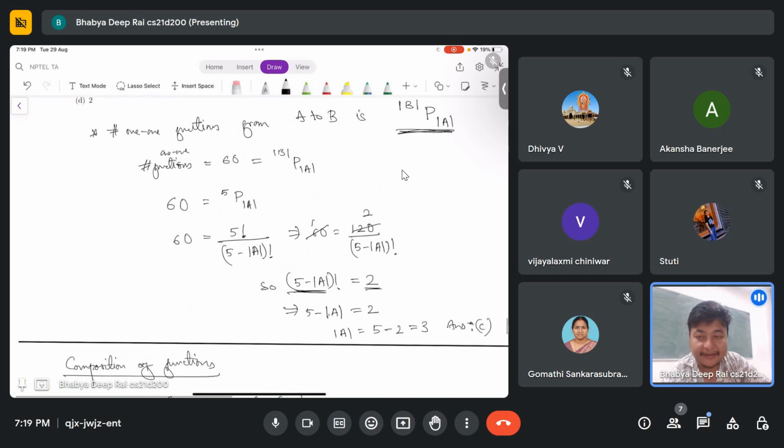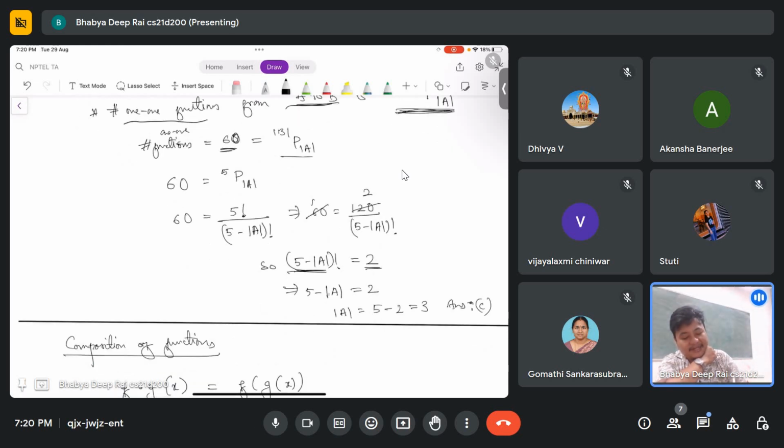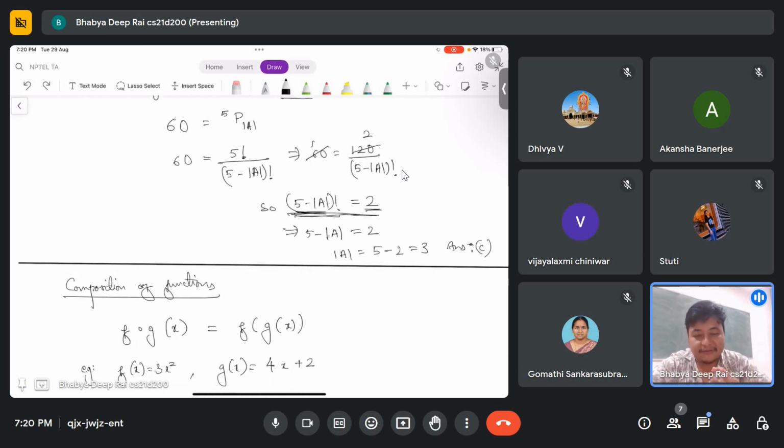Okay, I hope everything is clear. By the formula given in the lectures, the number of 1-1 functions from A to B is size of B permutation size of A. We are given the number of 1-1 functions, which is equal to 60. 60 is equal to, by the formula, size of B permutation size of A. We open up the permutation and simplify, and finally we get this term. And there's only one number which will give us 2 when we take its factorial, and that is 2. And simplifying, we get that the size of A was actually 3.